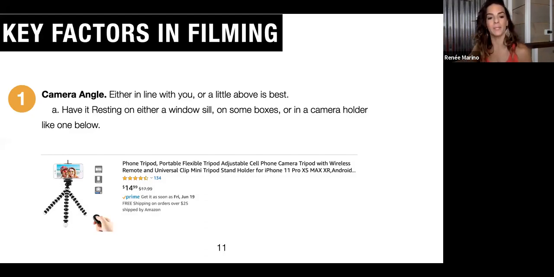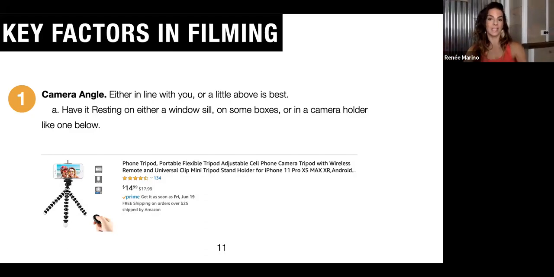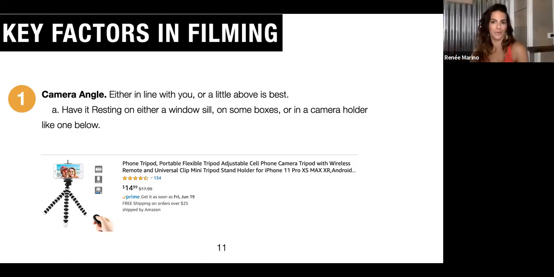So, number 1, camera angle. My friends, please hear me and hear me well. Have your angle either in line with you, like where I am, or a little above is even best, right? Because we all look great from that angle. We're like, oh, I look so good.